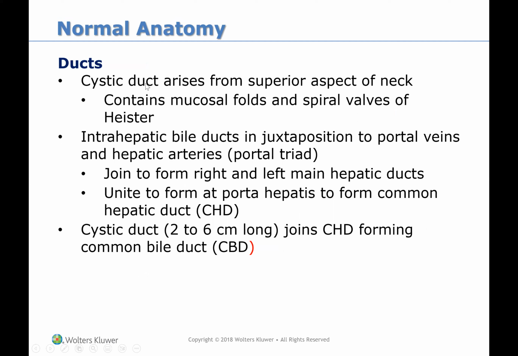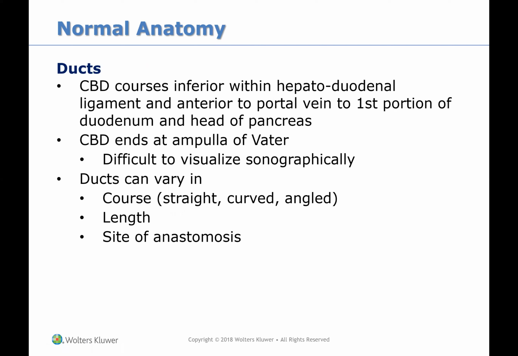We also like to learn about the ducts because that helps us to know if there's any kind of biliary obstruction going on within the liver. So the cystic duct arises from the superior aspect of the neck. The intrahepatic bile ducts lie in juxtaposition to portal veins and hepatic arteries, which forms the portal triad. The cystic duct is about 2 to 6 centimeters long and joins the common hepatic duct, forming the common bile duct. The common bile duct courses inferior within the hepatoduodenal ligament and anterior to the portal vein to the first portion of the duodenum and the head of the pancreas.